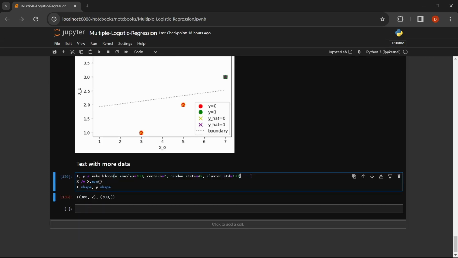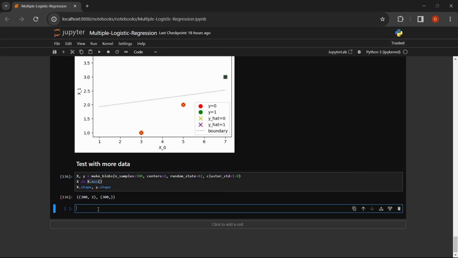Alright, so to generate our training data set, we're going to be using the makeBlobs function that we imported at the beginning of the notebook. And we're going to create 300 data points with 2 classes, a random seed of 42, and we'll add a standard deviation of 3, which will add some noise to our data. And before using the data, let's normalize it a bit by dividing x by the maximum x value. And then we can look at the shapes. So there's 300 training examples and 2 features.